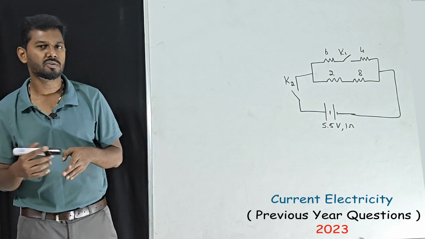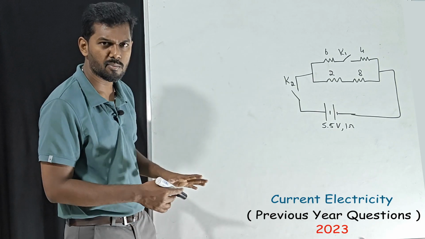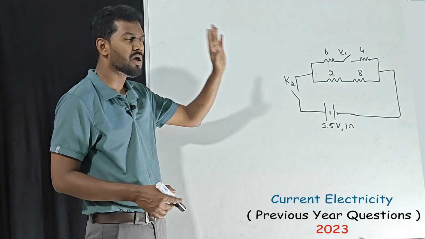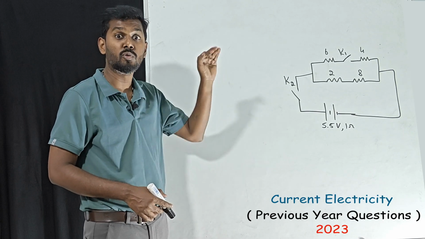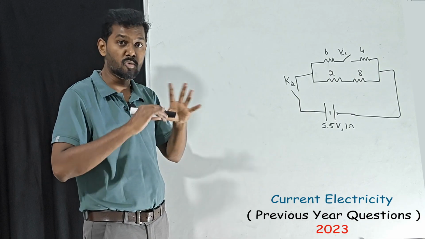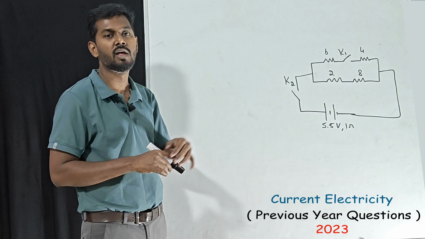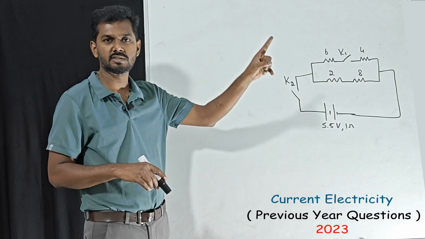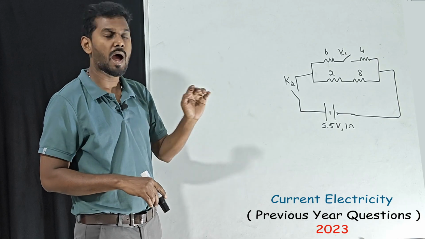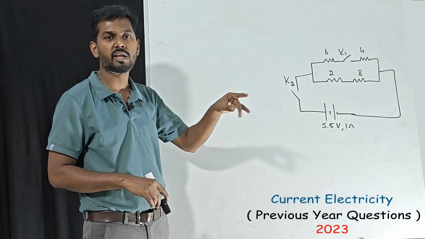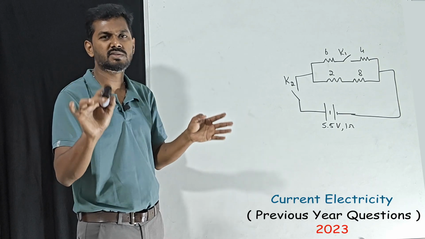Now we'll move on to 2023. Here, this is a diagram based question. If you see this one, many students will panic. But if you know the concept, there is not much calculation, only logic is required. You should know which key is open and which key is closed, and what happens when the key is open and when it is closed. That is a very simple thing.